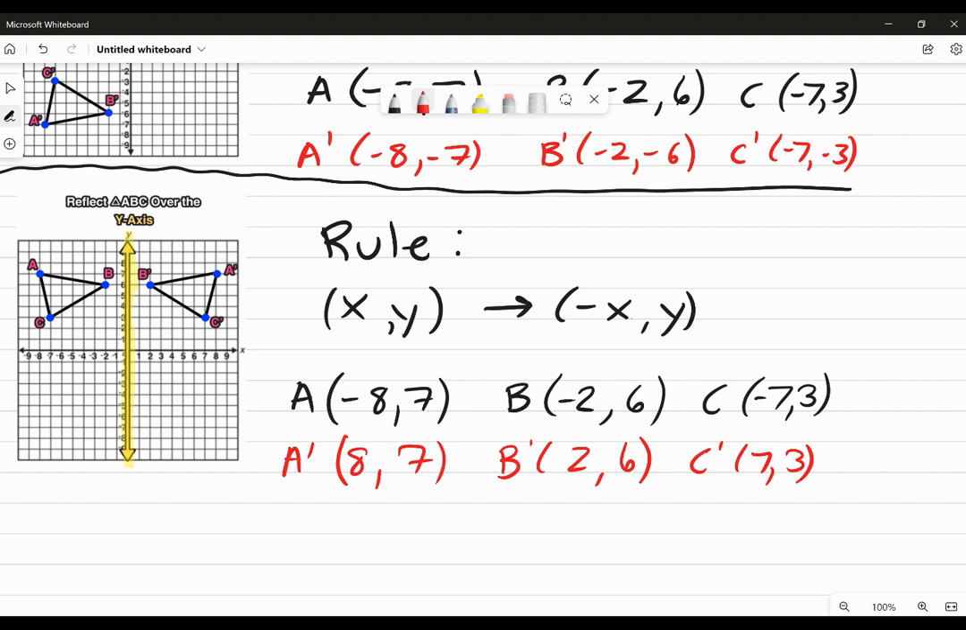For B to B prime, the -2 changes its sign to become +2, still stays at the same height of 6. And for C to C prime, the -7 changes to +7, and the 3 stays the same as the y value. That's reflecting over the y-axis. So make sure you have these down, and then now see if you can try some of those practice problems.